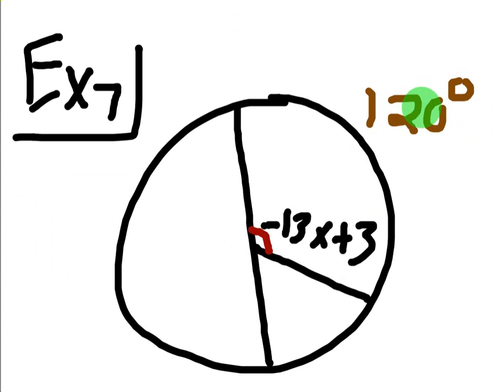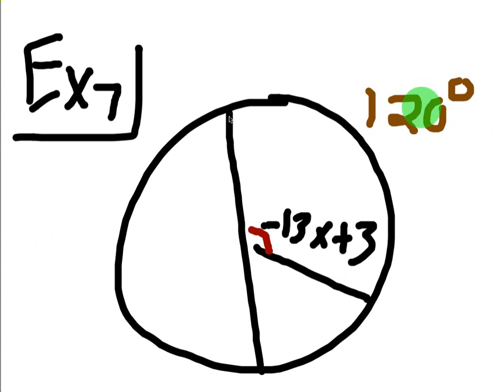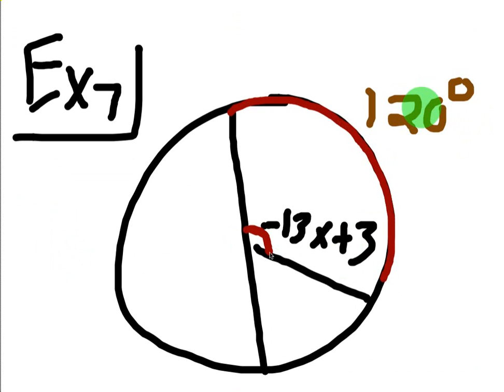It's the same. Okay. An arc and an angle are the same. So those two things are the same. So for number 1, and I think also for number 2, all you have to do is set 120 equal to negative 13x plus 3 and solve.